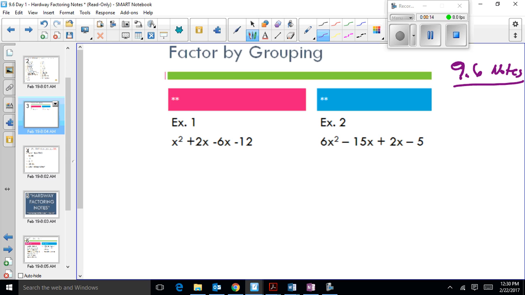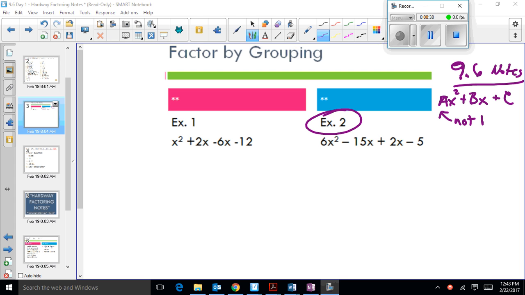This is talking about factoring when, if we have ax squared plus bx plus c as our trinomial, the first coefficient a is not just 1. It's something greater than 1. So we're going to try and figure that out today. Here we go, we left off in this example. Okay, so let's jump right in.